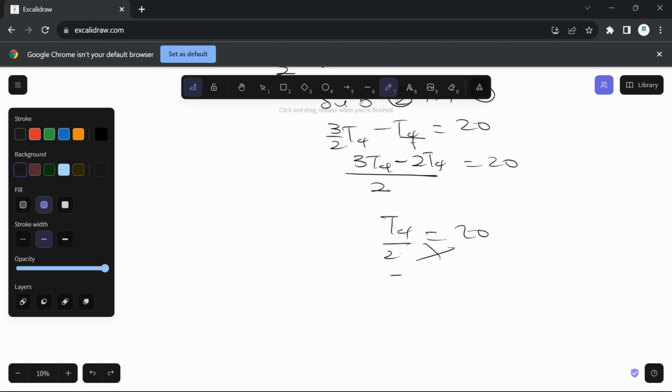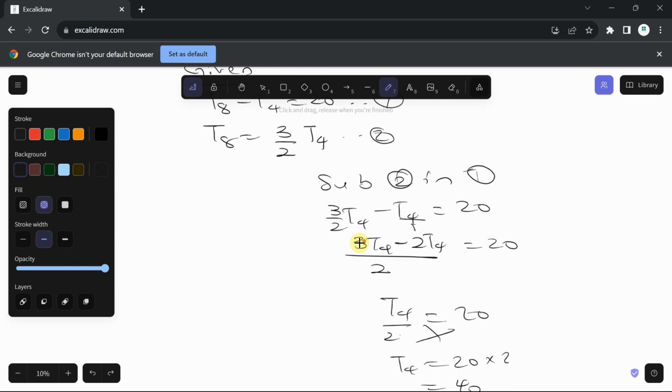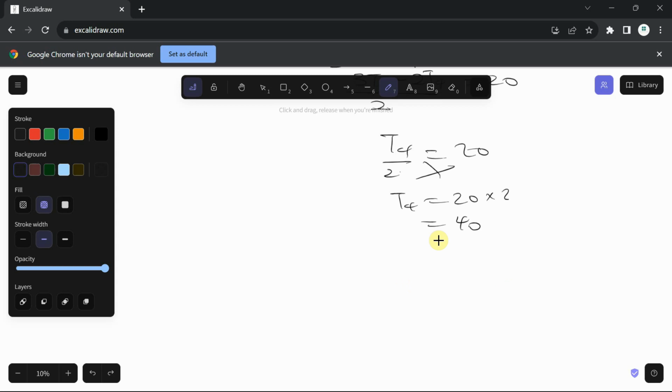So if I cross multiply, my T4 will just be equal to 20 times 2, and that is equal to 40. Is that what they said we should find? I don't think so, right? The question says that we should find the common difference. So based on this, how can we find the common difference? I know that my T4 is a plus 3d, without doing any force. So a plus 3d is equal to 40, which is our T4. So I can make this my equation 3, right?